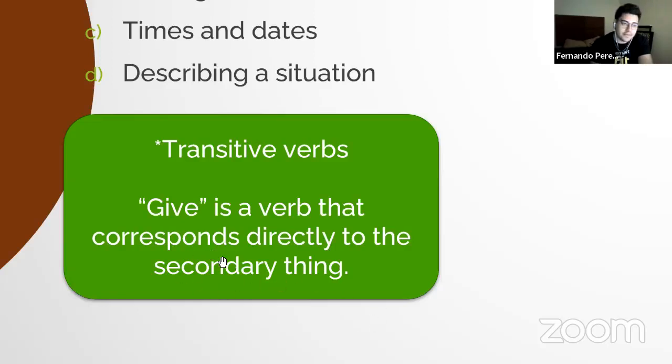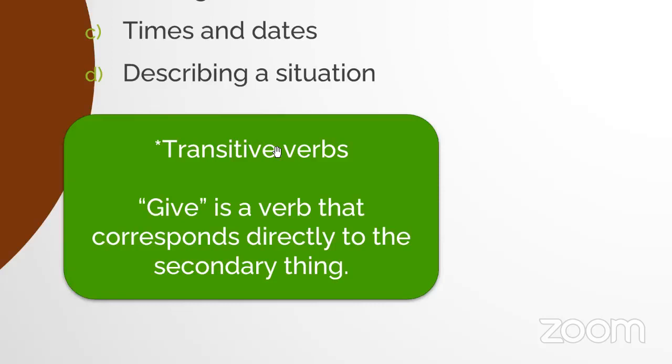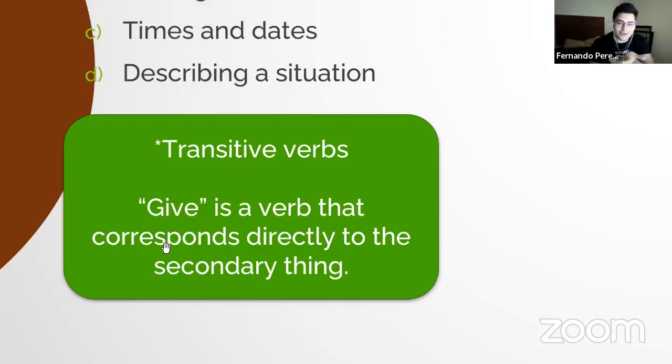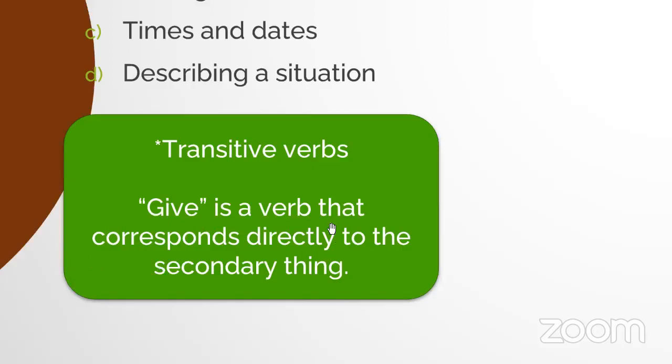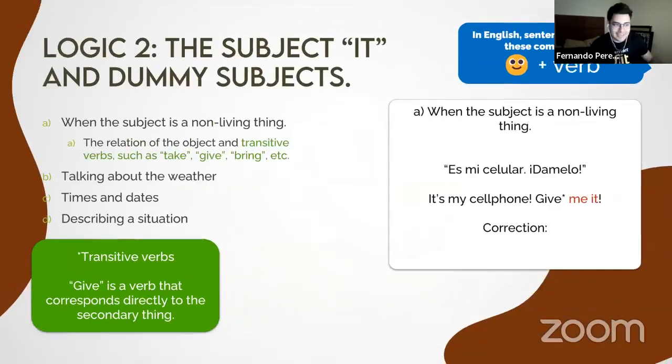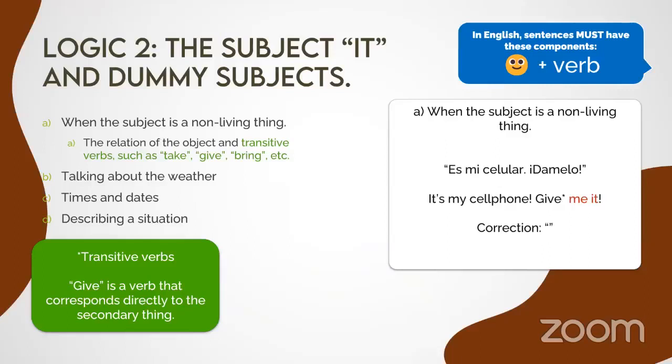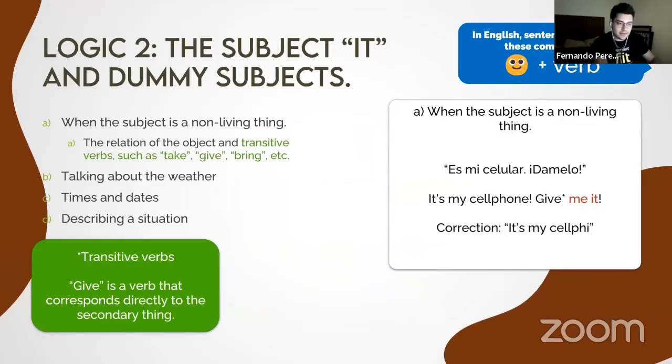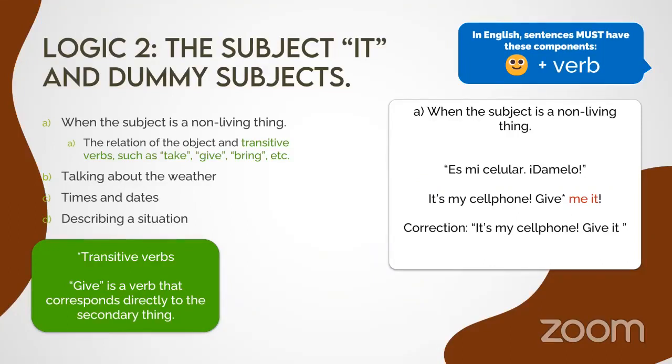What is the object in question? The cell phone is implicit in give. It's impossible, no? This corresponds directly. And so it's give it. Give it, correct. Complete idea: it's my cell phone. Give it. Give it me. We have a problem. Sounds strange, no?